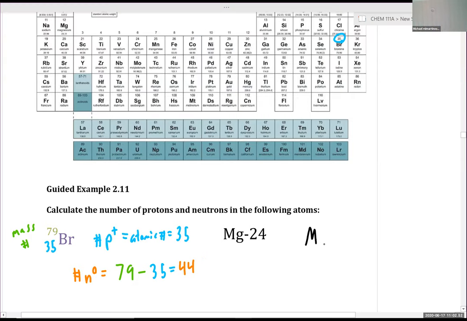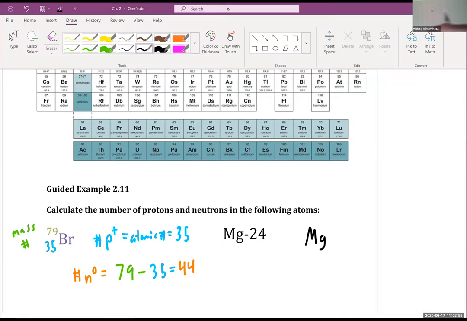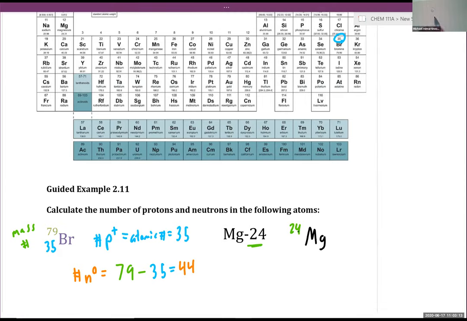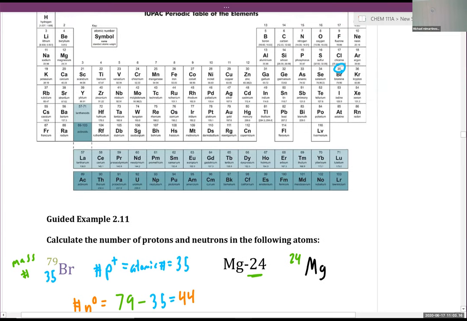Magnesium 24. What does this 24 represent? Is that our atomic number, mass number? What is it? It's the mass number. So let's put it in the upper left-hand corner. Let's now go to our periodic table. For magnesium, what is our atomic number? Looking at the periodic table, what is our atomic number? The 12? 12, yep, exactly right.